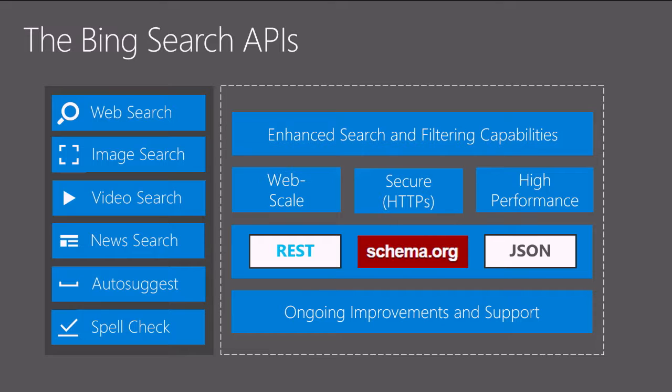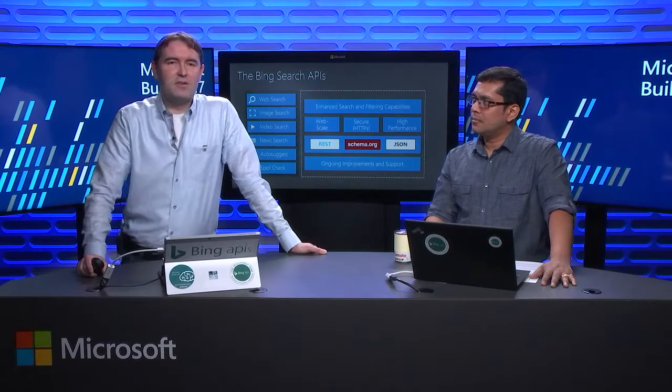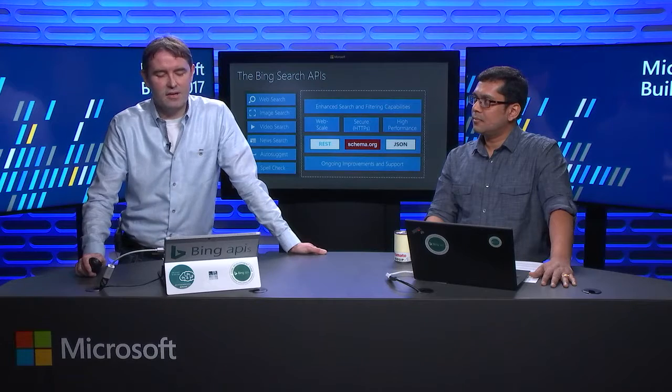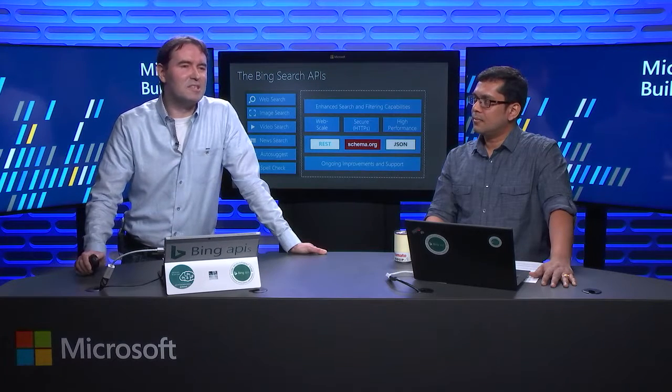The APIs, of course, are commercial grade. They're high performance. They're REST-based. They use JSON. They're schema.org compliant. And we like to continue to upgrade them. We're on version 7 now, and we love adding continuous improvements and supporting you, our customers.